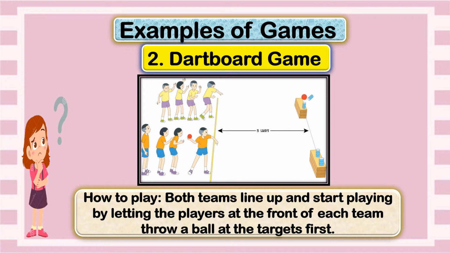Now, how to play this game: both teams line up and start playing by letting the players at the front, these two players of each team, throw a ball at the object or the target. After throwing the ball, they will get the ball and pass it to the next member until all have played this game. So that is the dartboard game.